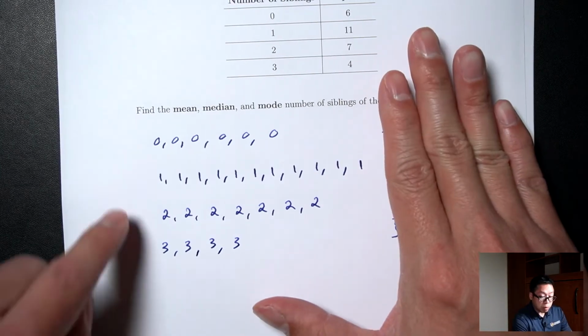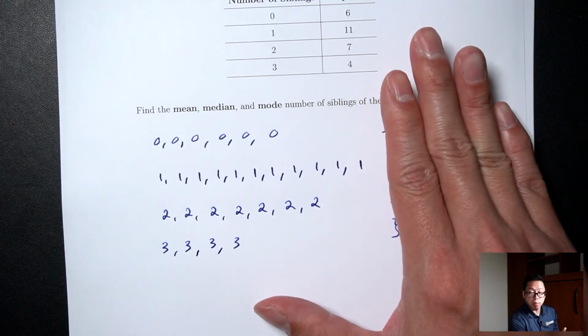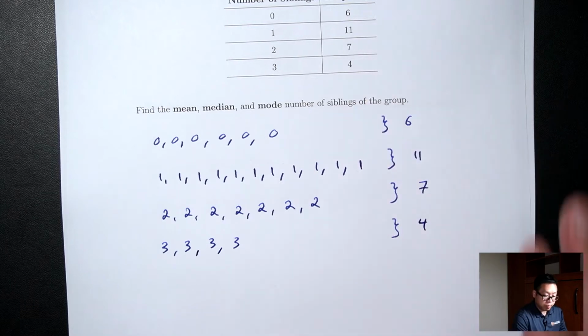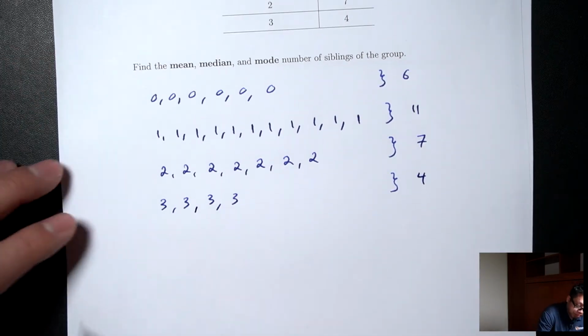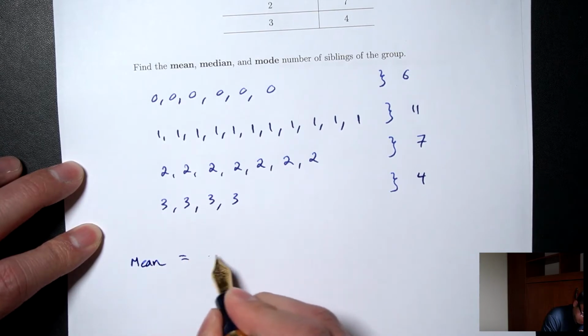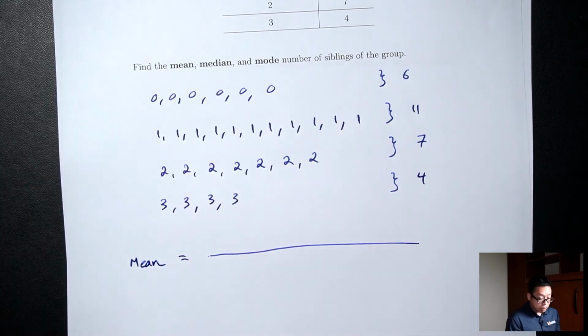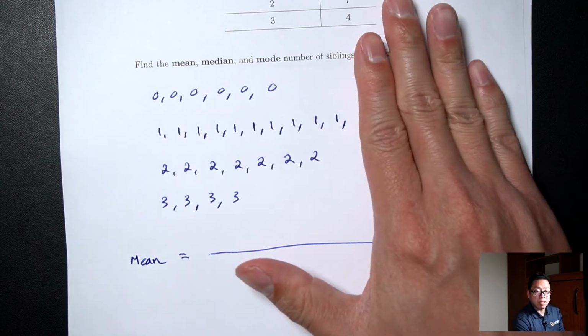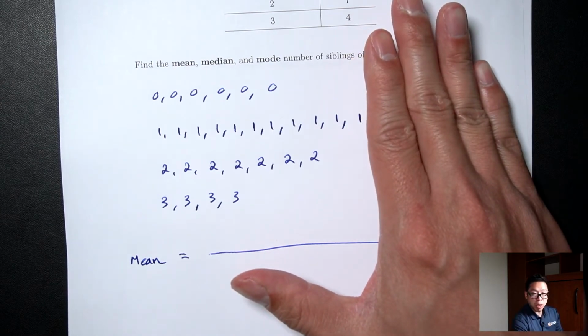Once I have my original data, I can find the mean, the median, and the mode the same way we found it on the first page. To find the mean, add up all of your data values and then divide by however many data values you have.